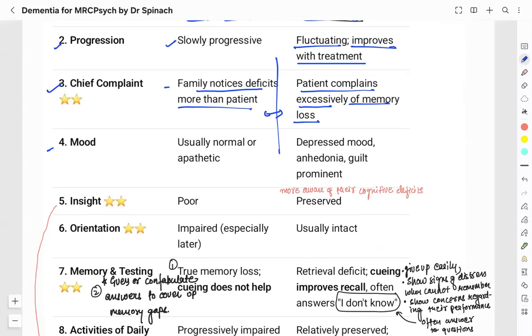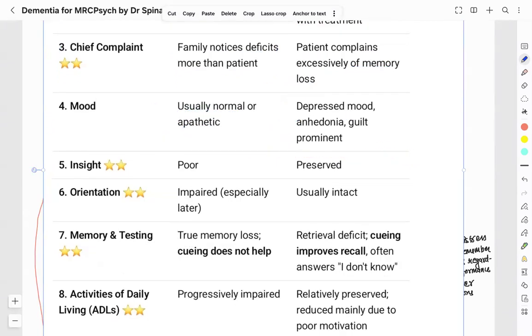Mood is usually normal or apathetic could be. Well, I wouldn't say completely, because even in BPSD, major mood is depressive, and then it is apathetic, and then it is anxious. So it could be anything. But for the sake of it, usually normal or apathetic. And here it is depressed mood, anhedonia, guilt, prominent.